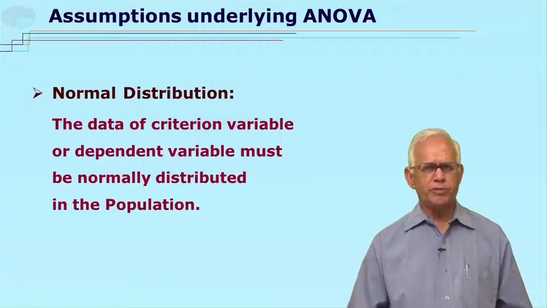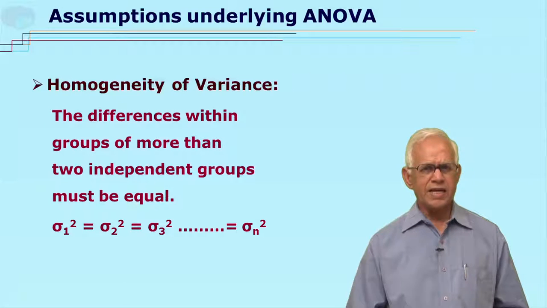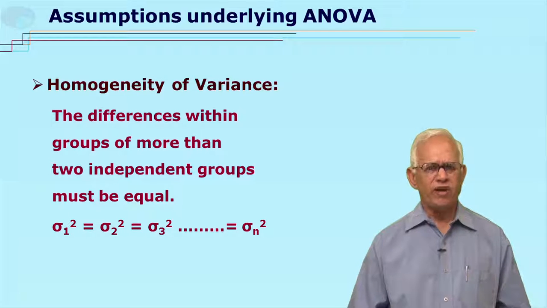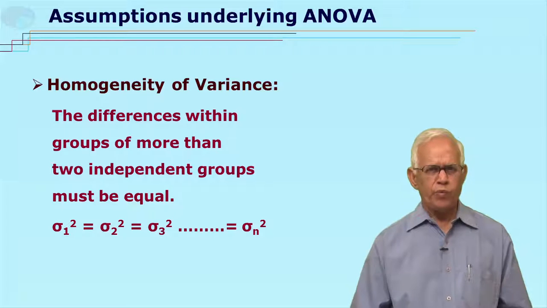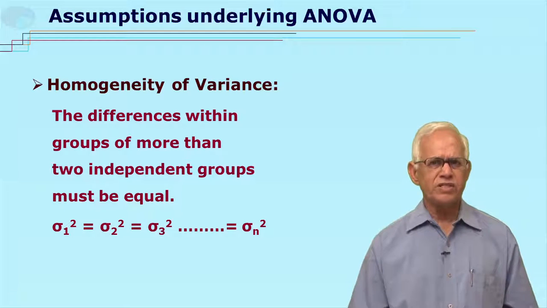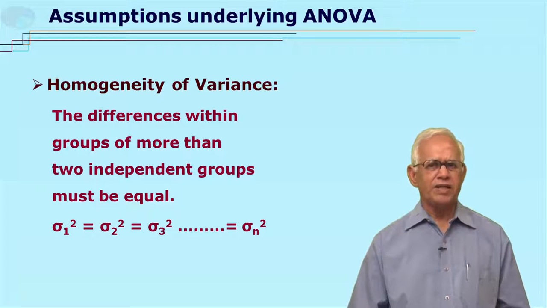Now let us understand the assumptions which should be satisfied by the data. If the data are to be analyzed with the help of any analysis of variance, whether one-way, two-way, or three-way, the assumptions are, number one, the normal distribution. That means the dependent variable or any criterion variable should have a normal distribution in the population. The second assumption to be satisfied is homogeneity of variance. That means the differences within the levels of one group and the levels of another group, these differences should be of the same magnitude.